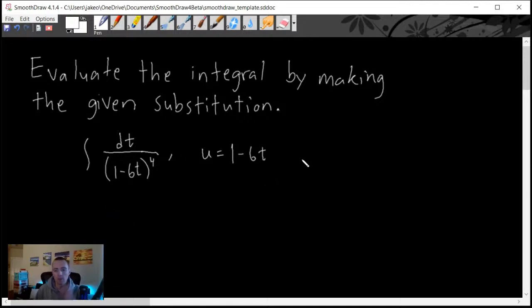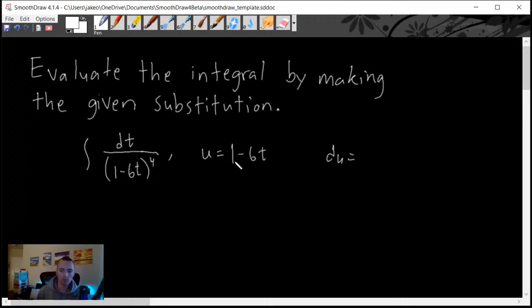When we're doing these U-substitution problems, once we've figured out what we want to make our u, the thing that we're going to substitute out, the next step is to figure out what du is. You figure out du by taking the derivative of whatever u is. If u is 1 minus 6t, we take the derivative with respect to t, because t is the variable in this integral. We know that because we have a dt right here.